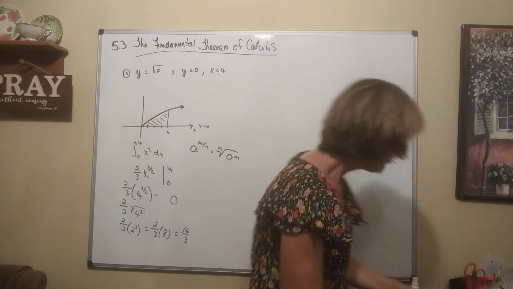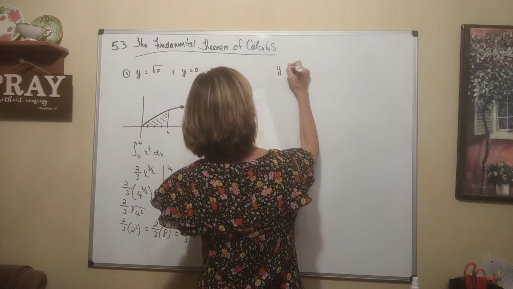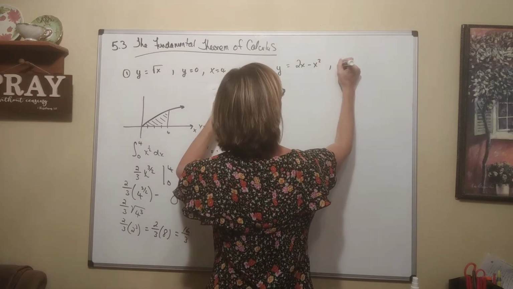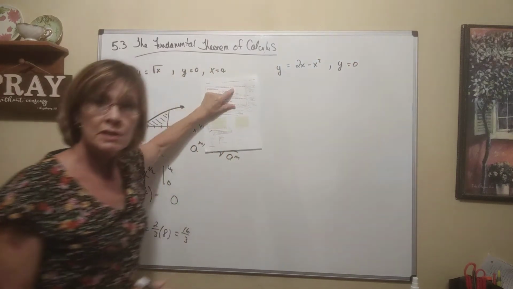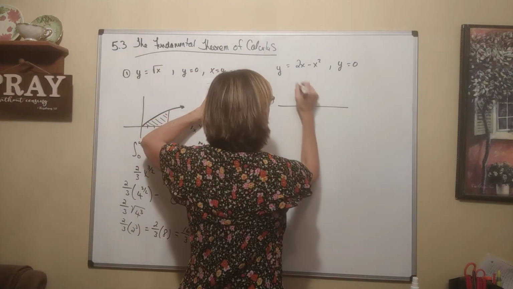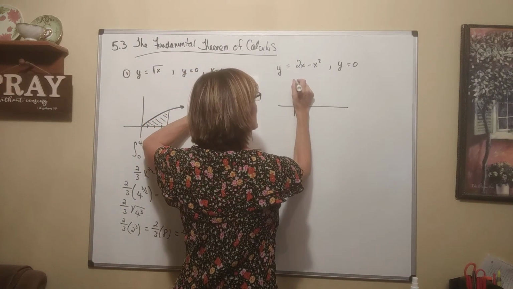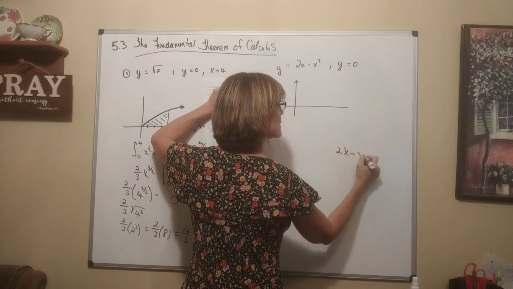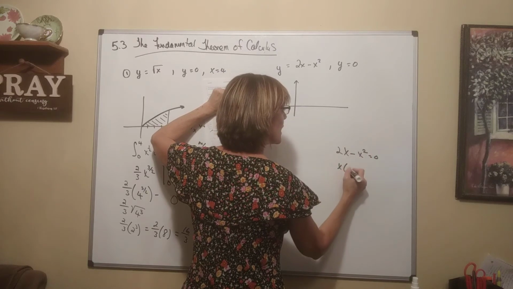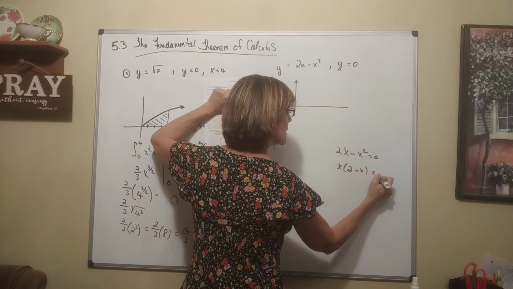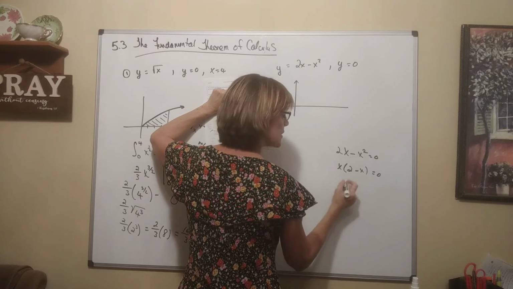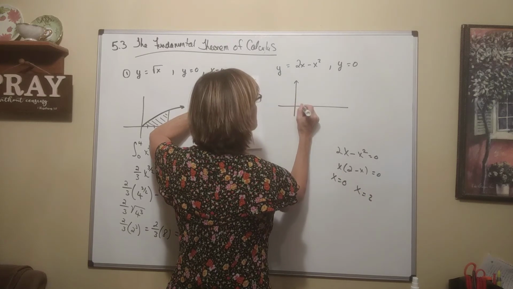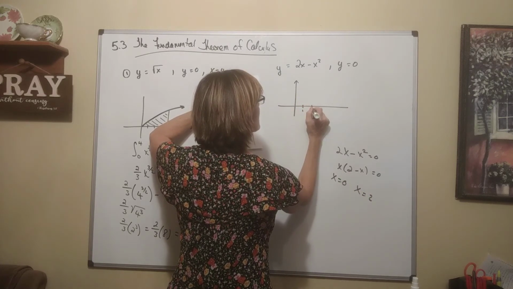The second one says y is equal to 2x minus x squared, and it's bound by y is 0, which again is the x-axis. So let's look at this guy. This is a parabola. So let me just see where the x-intercepts are, the zeros. 2x minus x squared. Where are the zeros? I'm going to factor out x. x times 2 minus x. Okay. So the x-intercepts are at x is 0 and at x is 2. x is 0, and x is 1, and this is 2.